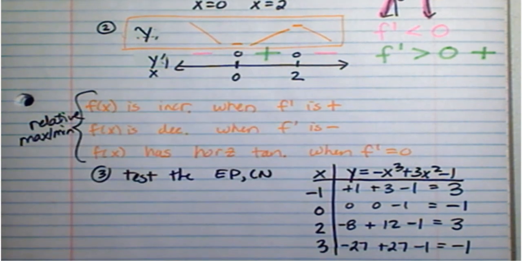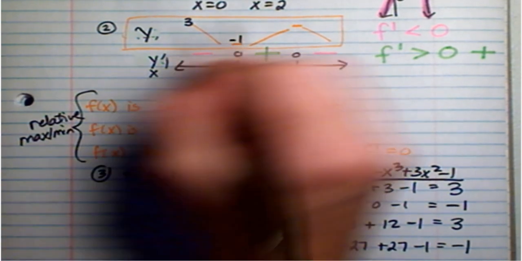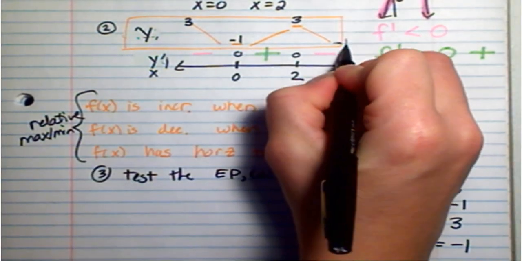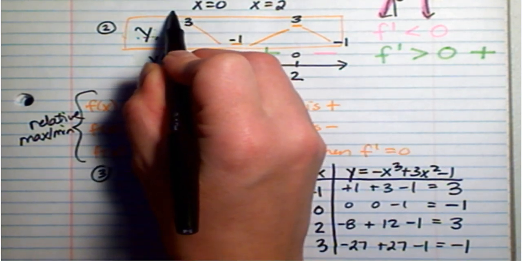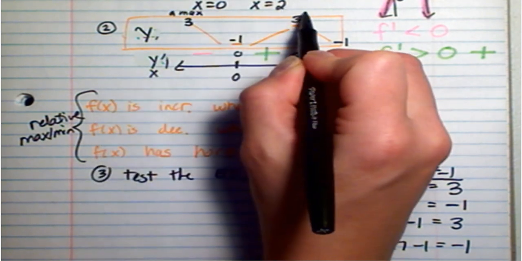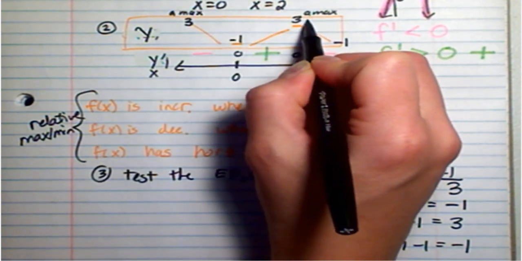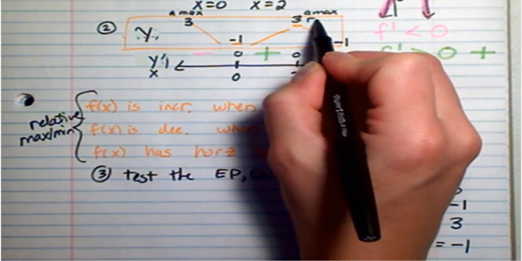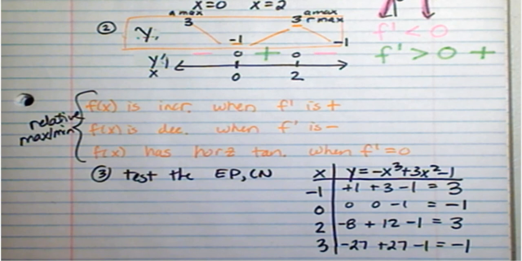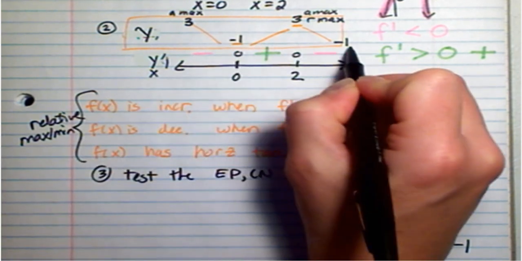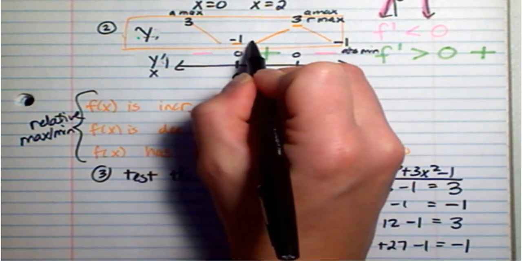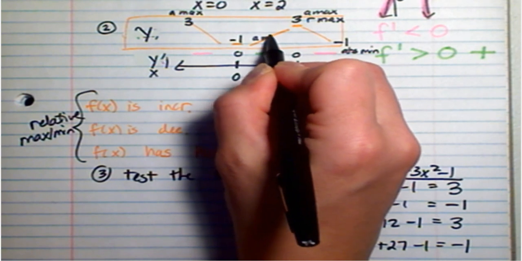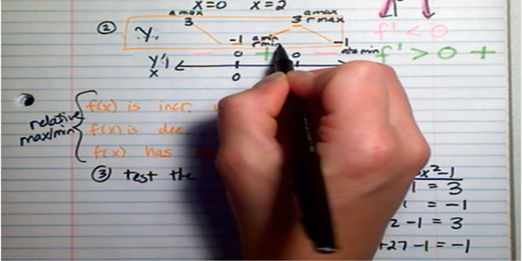So right here, I'm just going to sort of check. So this one is 3. This is -1. This one is 3. And this one is -1. Now, right here, this is an absolute max and an absolute max. This one, which is a turning point, is also a relative max. This one, endpoints can only be absolutes. Absolute min. This one is the absolute min, but it's also the relative min.